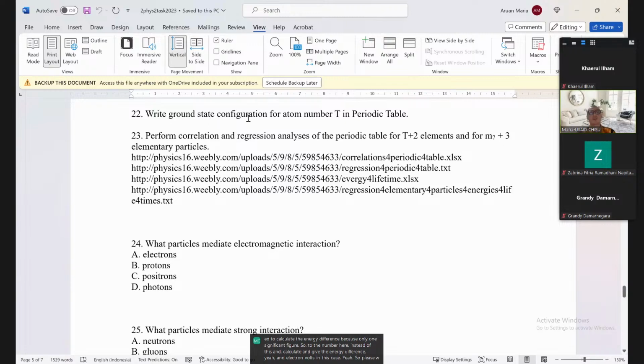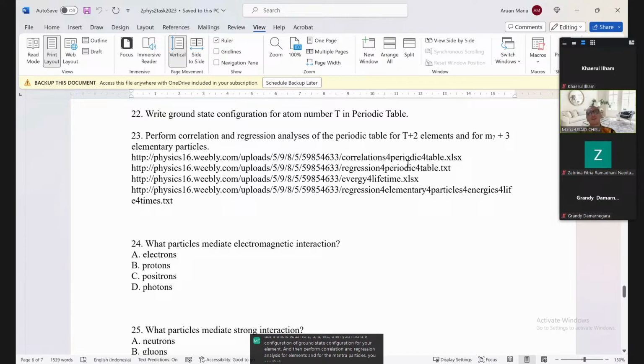So please write the ground state configuration for your element number T periodic table. For example, for hydrogen, it will be 1s1. So in that case, T is equal to 1. But if T is equal to 2, 3, 4, etc., then you find the ground state configuration for your element. Yeah. And then perform correlation and regression analysis for elements and for elementary particles.